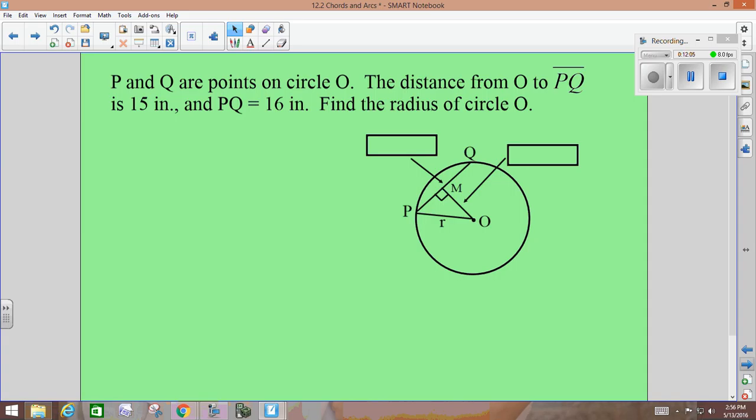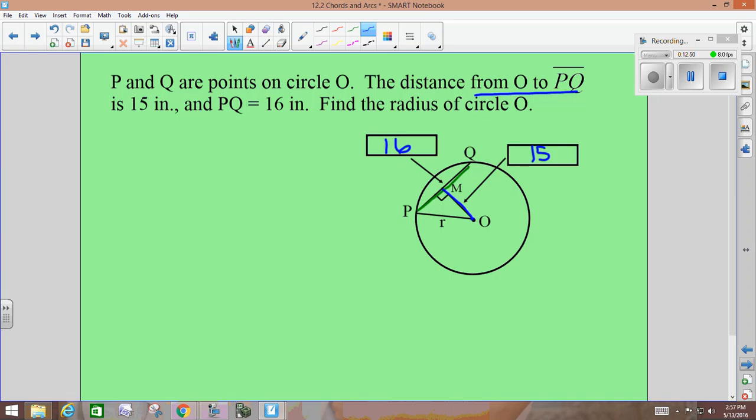It says that P and Q are points on circle O. So then PQ is going to be a chord. The distance from O to PQ is 15 inches, and the length of PQ is 16 inches. We have to find the length of the radius. Remember, the distance between 2 points or 2 objects is also the length of the line connecting them. So when it says the distance from O to PQ, the line that connects O to PQ is this one, so that little box over here is where you would put 15 inches. And then the length of PQ is going to be 16 inches. We have to find the radius.